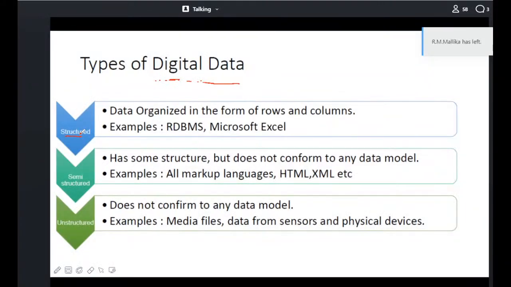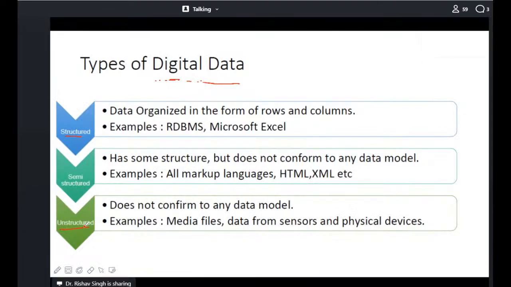Form of rows and columns. For example, you talk about a table in RDBMS. It will have proper rows and columns. You talk about an Excel sheet. It will have rows and columns, and each cell will have a value. Like each cell in an Excel sheet, each cell in a table of the RDBMS, they will have some values.